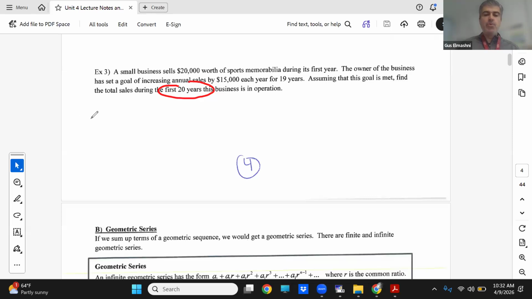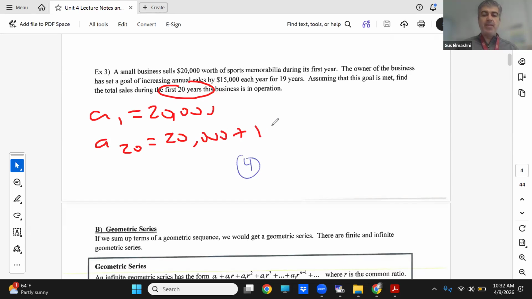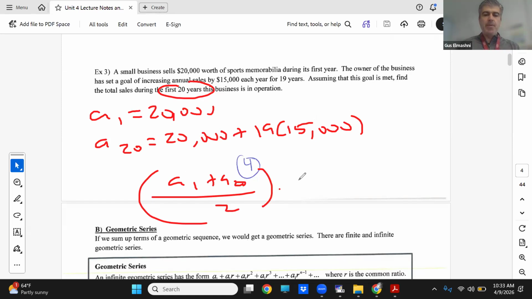Okay, cool. So what's your A1? 20,000, right? Okay, your A20 is going to be 20,000 plus 19 times 15,000. Does that make sense? Right, because you're applying the common difference 19 times. And of course, you're doing A1 plus A20 over 2, and then times how many terms? 20 terms, right? And you work it out, and I'm sure you guys can be fine calculating it. I don't see that being an issue at all.